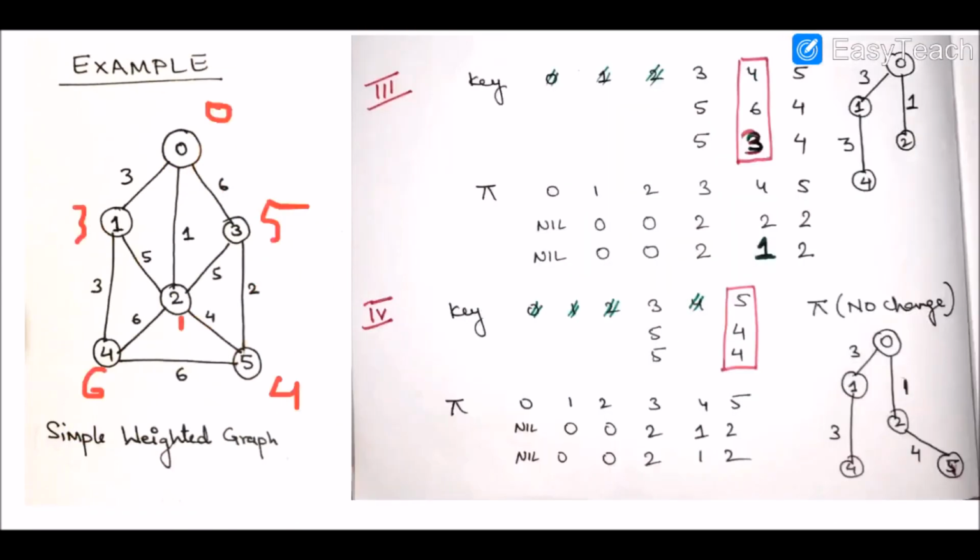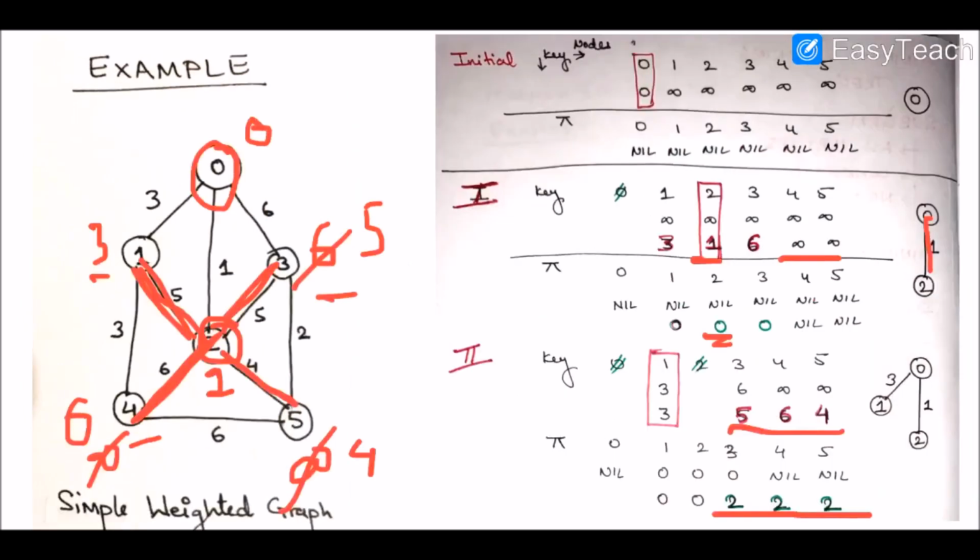So this is the current state, and yes, we didn't extract here. So again, the next step says extract minimum. Which node is going to be extracted now? This one has the minimum value of key, that is 3. So the next node that will be extracted from the queue will be 1. And what is the value? 3 is the value. So this node will be included in the tree, right?